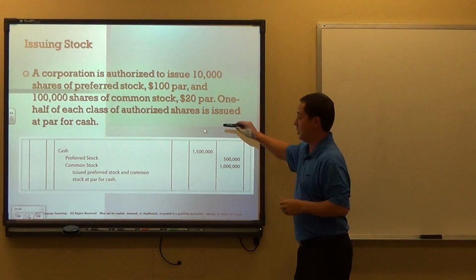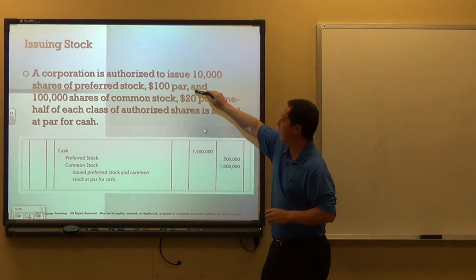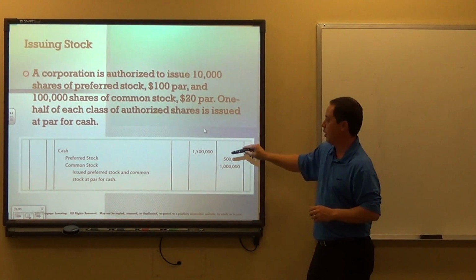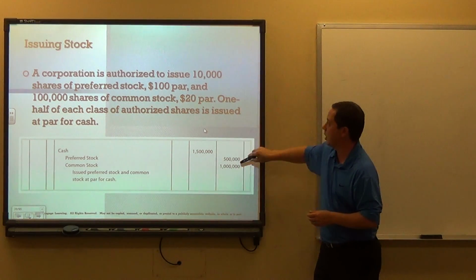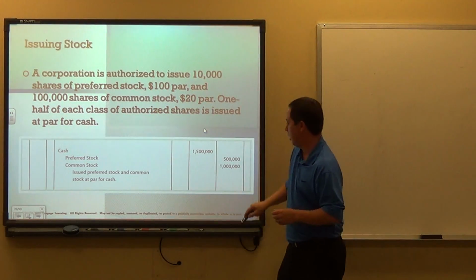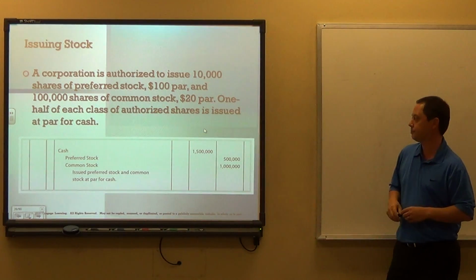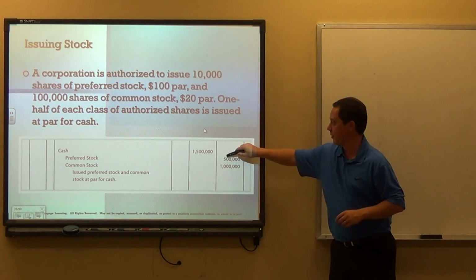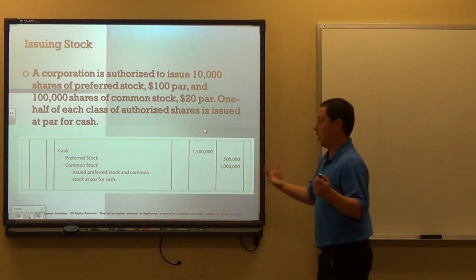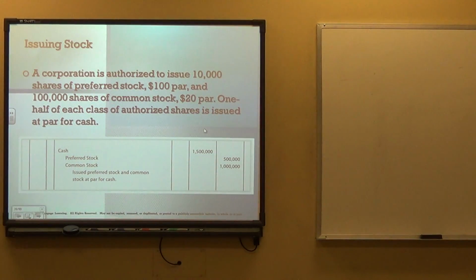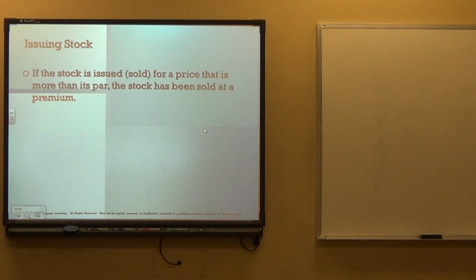So now they said at par, so 10,000 times this, because we have preferred right here, and I'm taking half of that. And then here, common stock, 20 times 100,000, and I'm taking half of that. So we have 500,000 and 1 million here. That gives us the total for cash. That's what we're bringing in. So by selling all that stock, I got 1.5 million in now. I've increased my cash flow, which we'll talk about in chapter 14, going into cash flows, what that means to us. So questions? That's just a transaction there.